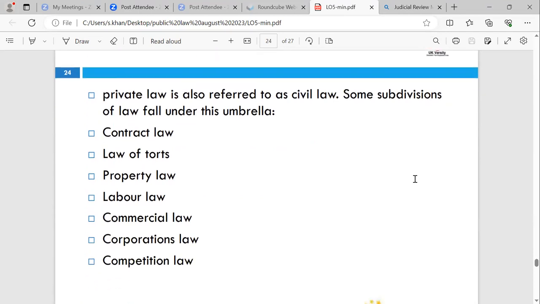Subdivisions of private law. Private law is also referred to as civil law. Some subdivisions of private law are contract law, law of tort, property law, labour law, commercial law, corporation law, and competition law.